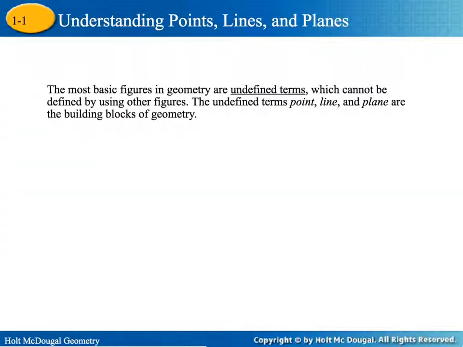So the first part we need to look at is the most basic figures in geometry are undefined terms. This will be our first vocab word we write down. And next to it, we're going to write what an undefined term is. Undefined terms are a point, a line, or a plane. You cannot define them in the real world. You cannot draw a point. A point is so tiny a thing that you can't even see it.